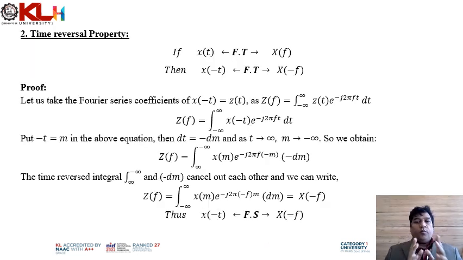Now we are going to prove another property, which is the time reversal property. The time reversal property states that if we give the signal x of minus t, which is the time reversed signal, then the Fourier transform will be capital X of minus f. So we have to replace the variable f with minus f. So it's a very simple property.